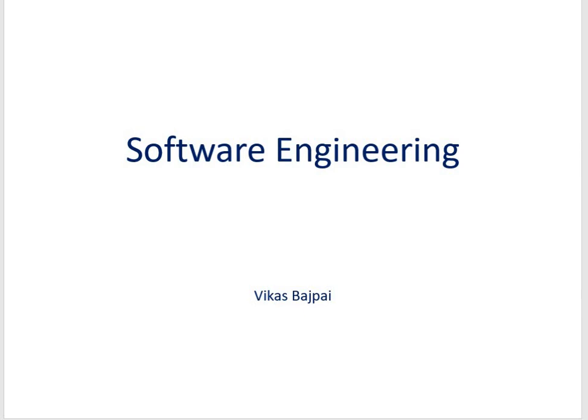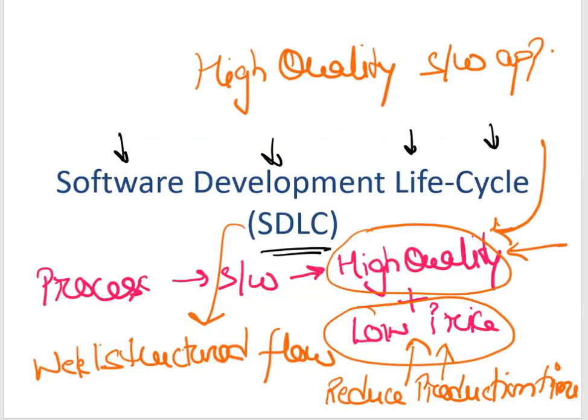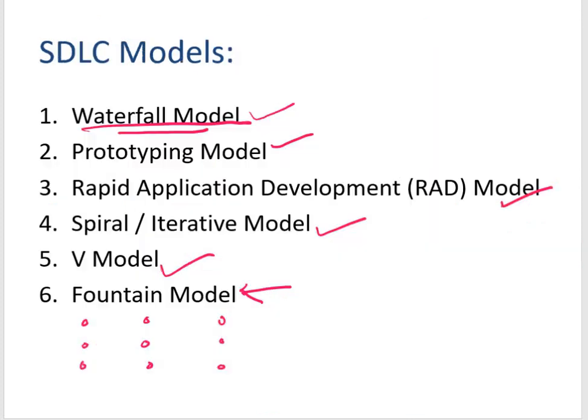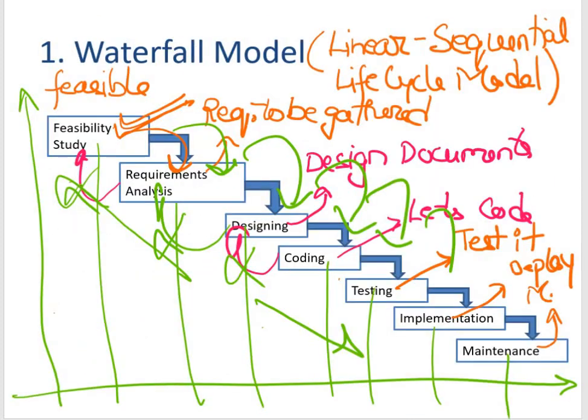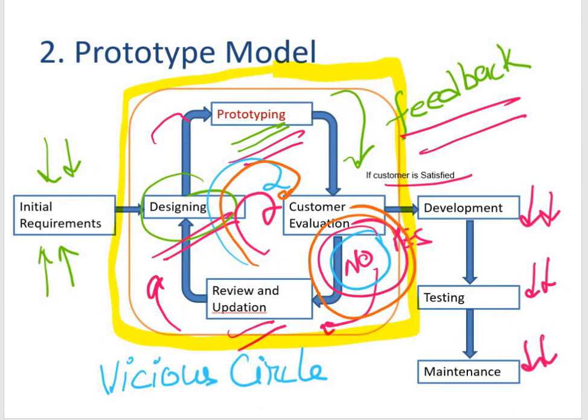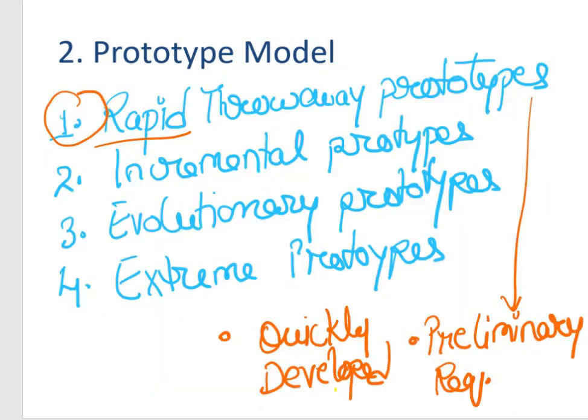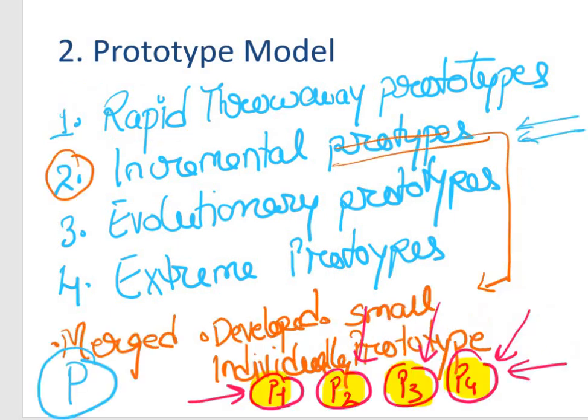So, welcome back. In our previous discussion, we were throwing some light on the software development life cycle. Then we saw the waterfall model, and then we saw the prototype model and some of its variants. And then we saw that there are some options with the prototype model. That is, we can go ahead with a rapid throwaway prototype model, or I can go ahead with the evolutionary model. I can go with incremental prototype, or maybe I can go ahead with the extreme prototype.